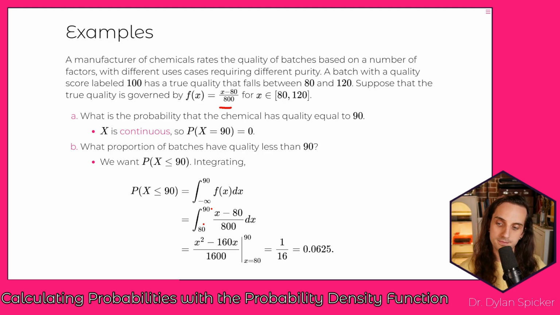our PDF right here. If we solve that, we get (x squared minus 160 times x) all divided by 1600, evaluated between 90 and 80. If we do that evaluation, we should find that the answer here is 1/16. So there's a 1 in 16 chance that the quality is below 90, or equivalently, between 80 and 90.